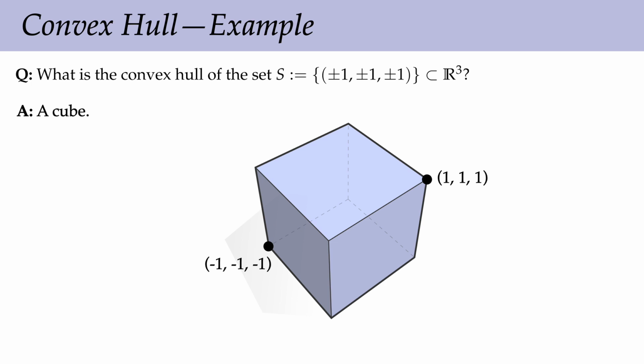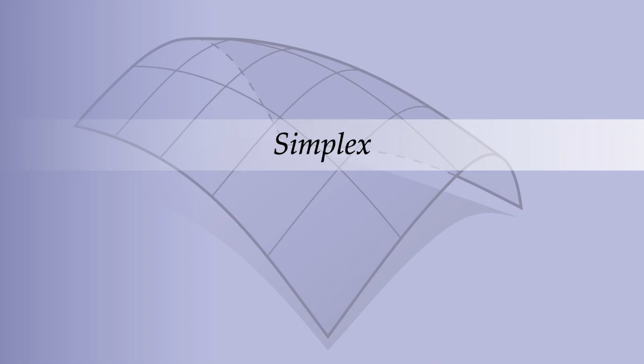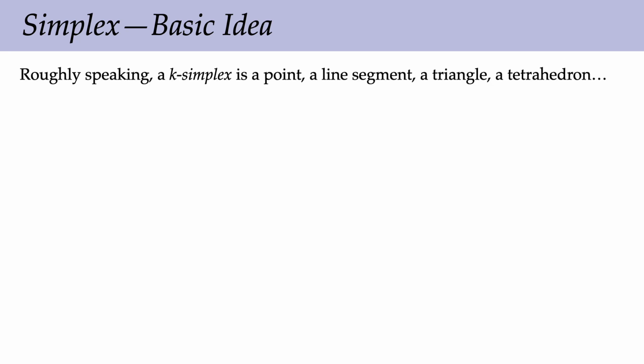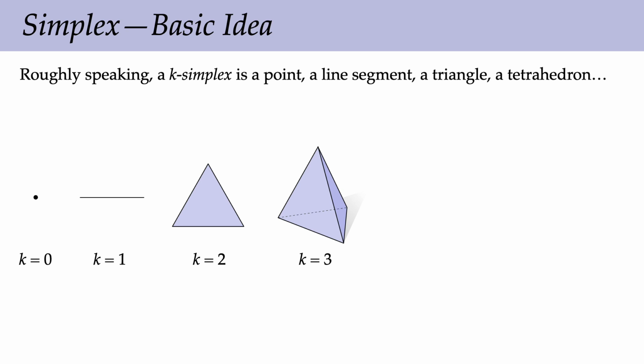Okay, so the reason that we're talking about convex sets is because that lets us give a definition to a really, really important object for us in discrete differential geometry, and that's the idea of a simplex. Okay? So simplex is a kind of fancy word for a very basic idea. So roughly speaking, a k-simplex is, well, depending on the value of k, a point for k equals 0, a line segment for k equals 1, a triangle for k equals 2, a tetrahedron for k equals 3.